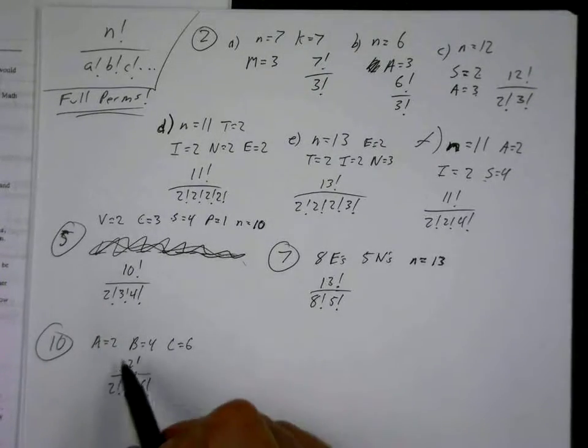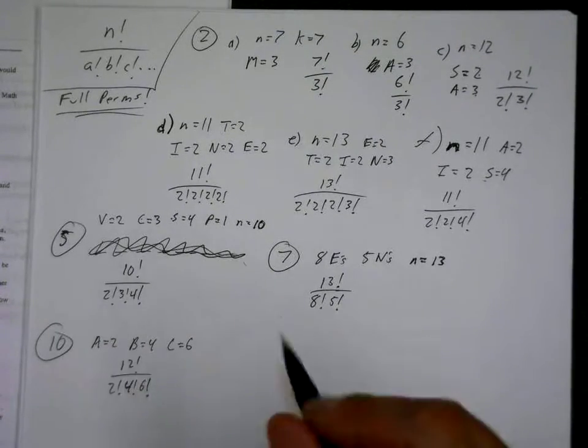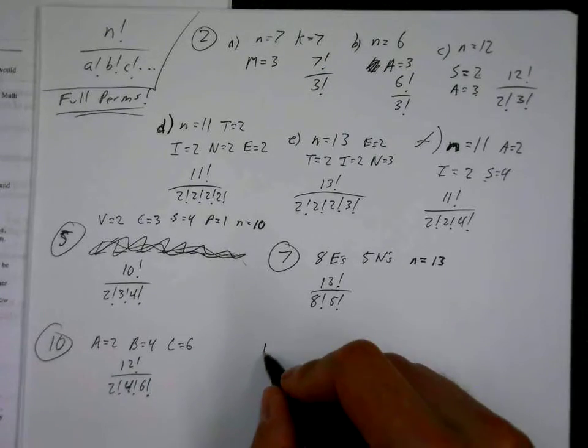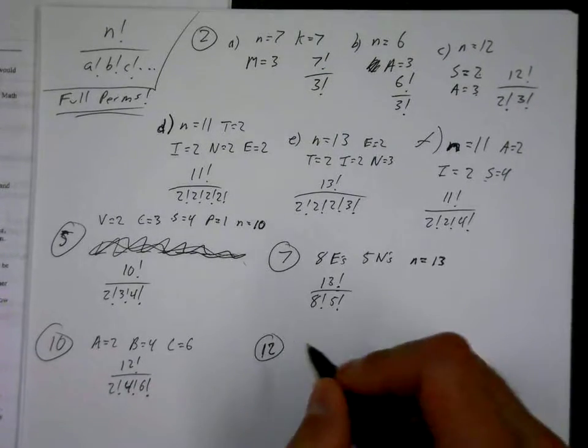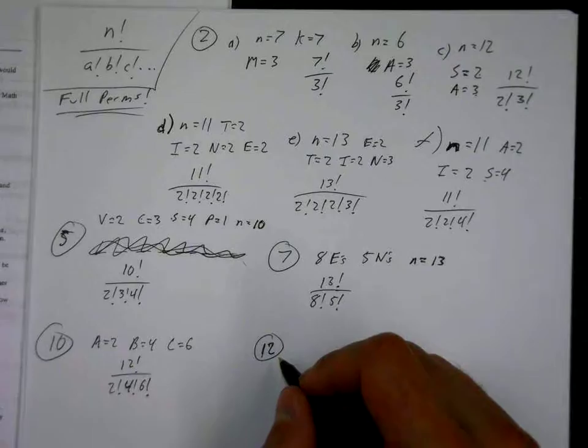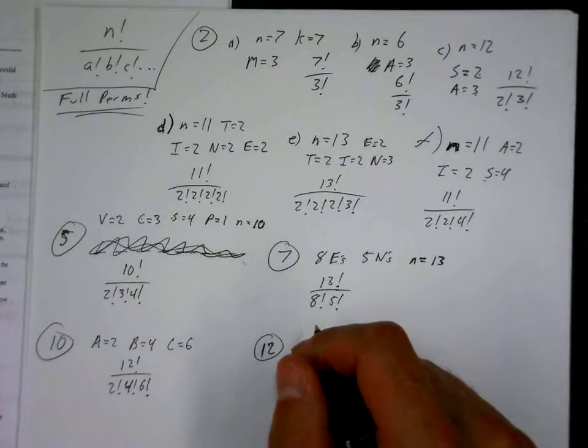So again, we're just thinking about arranging them as A's, B's, and C's. Forget about the fact that they're houses. I don't care. How many permutations are there of the letters of the word basketball?